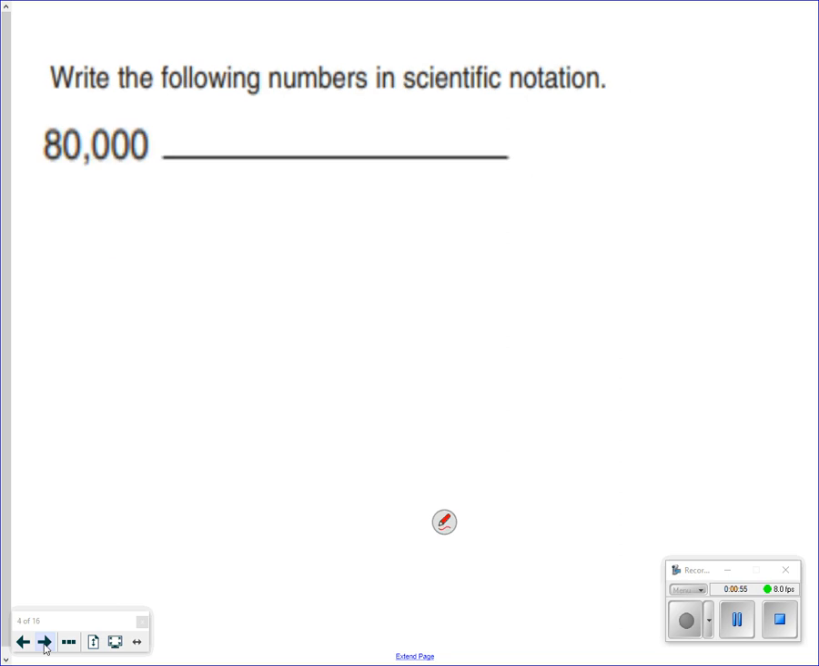Here's another one. We're at 80,000. So the decimal is right here. So we're trying to get to 8, which is right there. How many spots? 1, 2, 3, 4 times 10 to the 4th would be 80,000.